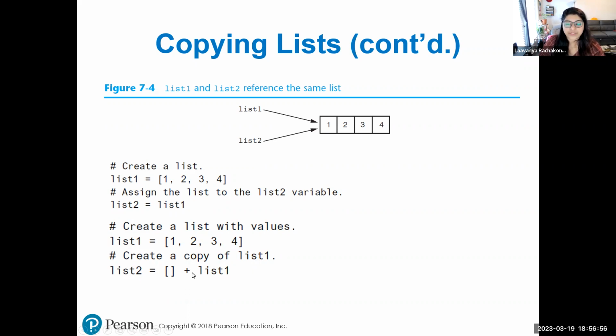Remember, you can only use concatenation operations on the same data types. As an empty list is still a list, that is the reason why this statement is successful. So you are having an empty list, concatenation operator, and list 1, which is also a list. So your list 2 will also be 1, 2, 3, 4.